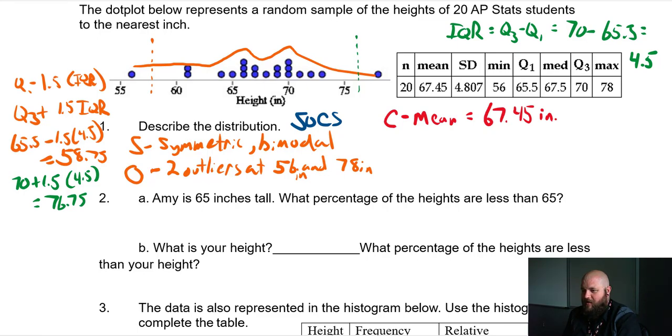All right, so now let's do the spread. Our spread is the same thing as your variability.